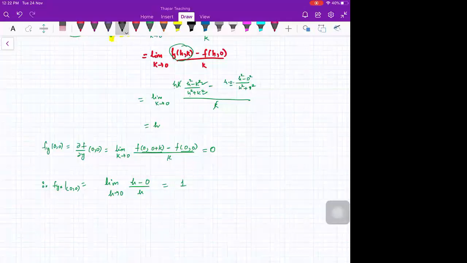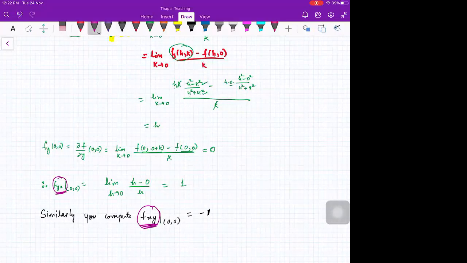Now, similarly, in this example, if you compute fxy at 0, 0, that is equal to minus 1. So you can see here that fyx is not equal to fxy, right? In this example, fxy at 0, 0 is not equal to fyx at 0, 0.